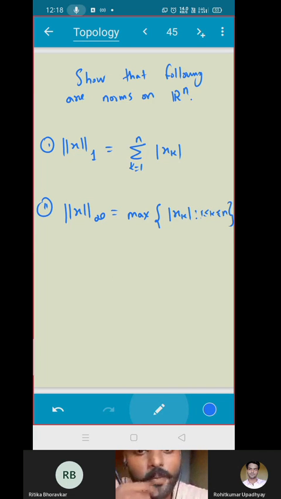We have done something for metrics. Do you remember? We showed d1 and d infinity are metrics. Now we are going to prove that norm 1 and norm infinity are norms. These are the standard notation. We are going to prove these are norms. This is the homework. Send me the solution.